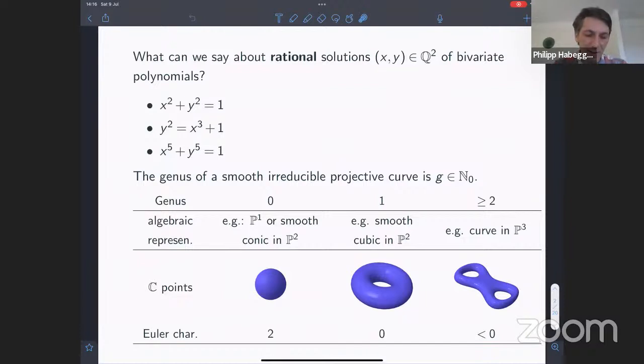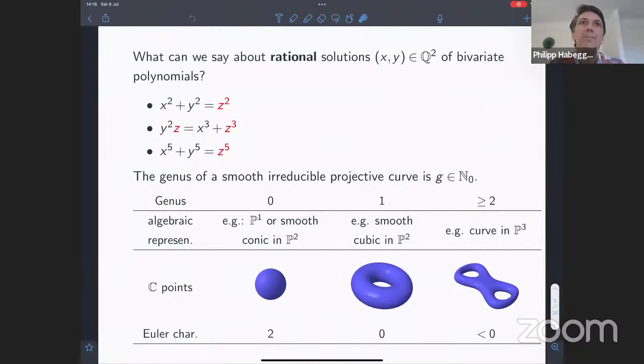So I've given 3 examples here. First one, a quadratic polynomial, which describes the unit circle. The second one, a cubic one, and the third one of degree 5, which you may recognize in connection with Fermat's last theorem. So in algebraic geometry or Diophantine geometry, it's often useful to not work with affine equations, but with homogeneous equations that define projective curves. And so I will be secretly doing this as is displayed here.